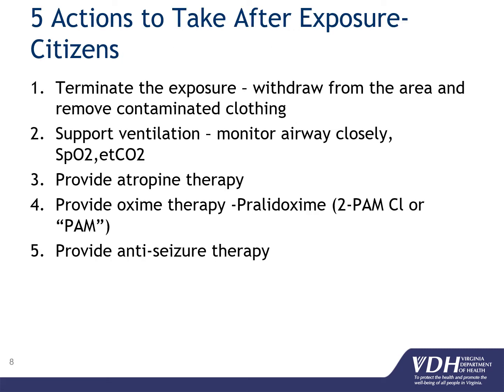There are 5 pre-hospital actions you can take after recognizing an individual has been exposed to a nerve agent. Number 1 is terminate the exposure. Remove the person from the environment. Number 2, support ventilation, fresh air, and oxygen as needed. Number 3 is provide atropine therapy. We'll talk more about this treatment later on in this module. Number 4 is provide oxime therapy in the form of 2-PAM, also to be discussed later. And then also provide any anti-seizure therapy as necessary, which we'll discuss momentarily.